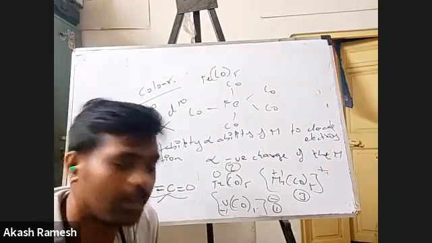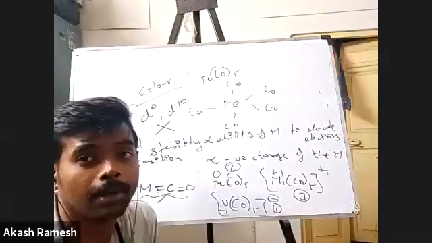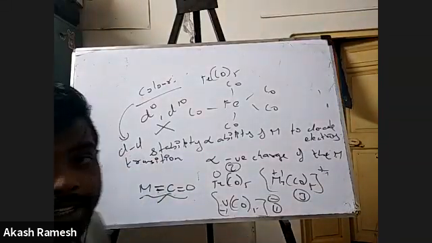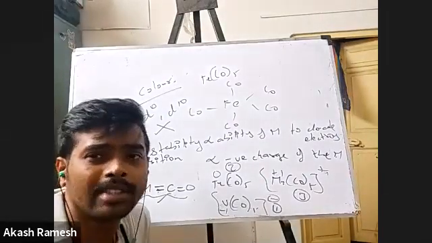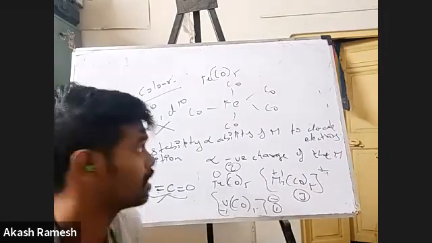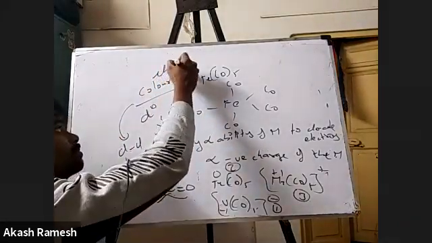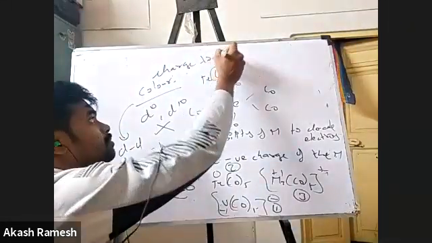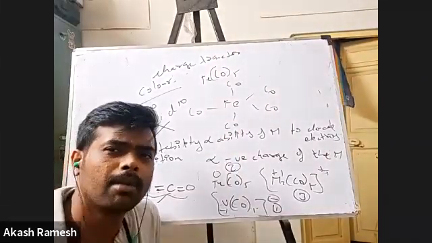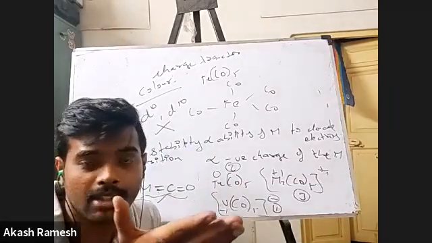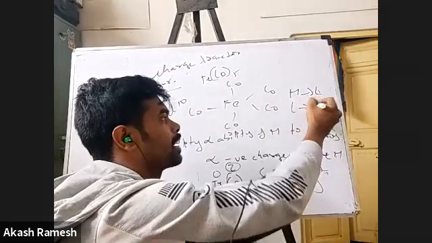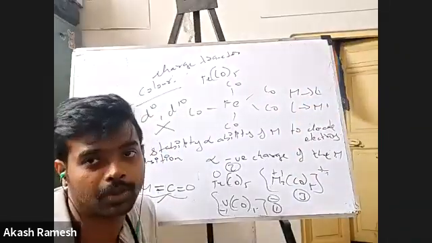But if you go to higher levels, maybe college level chemistry, you will see that d-d transition is not the only criterion. You have something called charge transfer mechanisms. This charge transfer can be of two types. It can be metal to ligand charge transfer, M to L charge transfer, or it can be L to M charge transfer.